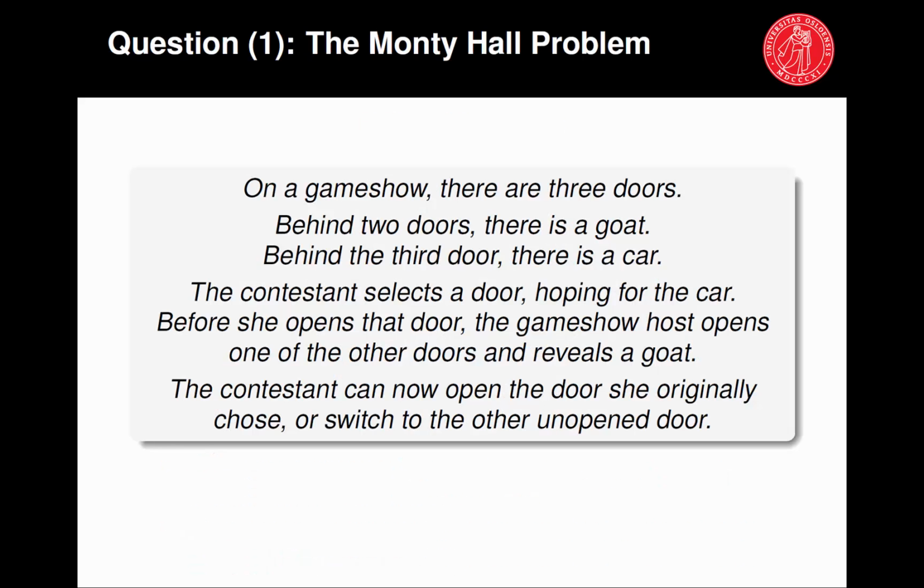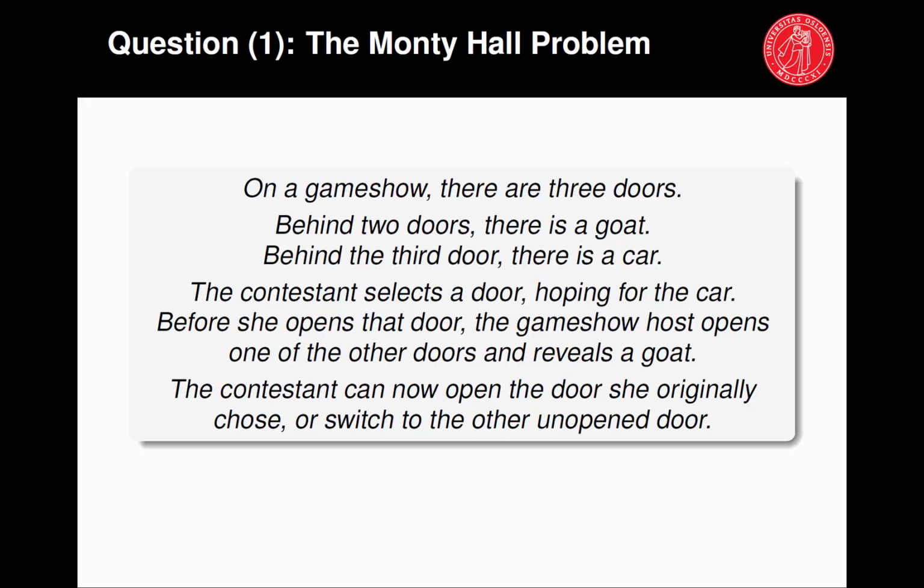So here comes our first question. It's the Monty Hall problem. On a game show there are 3 doors. Behind 2 doors there's a goat. The 3rd door, or 1 door, has a car. The contestant selects a door, and of course most people hope to win the car. But once she has made up her mind, before she actually opens the door, the game show host opens one of the other doors, and there will always be a goat behind the door that is opened.